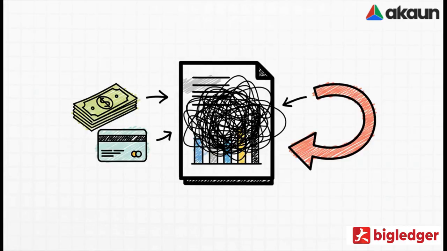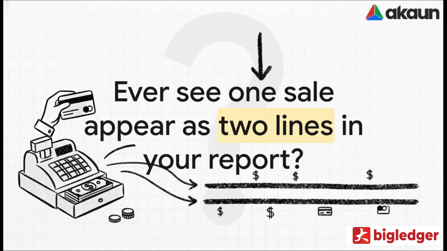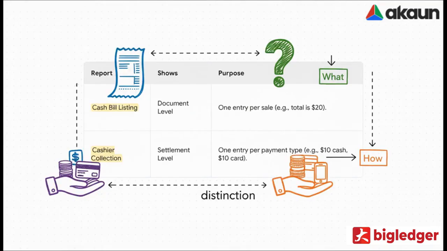Okay, on to culprit number 2. This is all about settlement and refund mismatches. You ever see one sale show up as 2 lines? It's usually a split payment, like cash and card. Let's break down the reports. Cash bill listing shows what was sold. Cashier collection shows how it was paid.